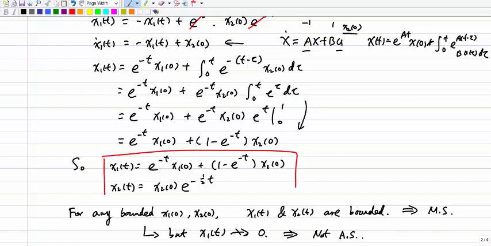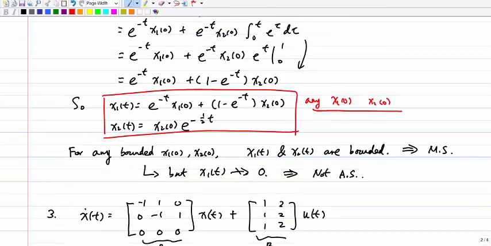In order to do this, I have to check using the definition. The definition says that marginally stable means for any x10 and x20, and remember, this has to be any value, I should get a bounded x1t and a bounded x2t for any future t. If you do this for any bounded x10 and x20, x1t and x2t are bounded, because this is bounded, this is also bounded, and this is also bounded, so it's always bounded. So this is marginally stable.